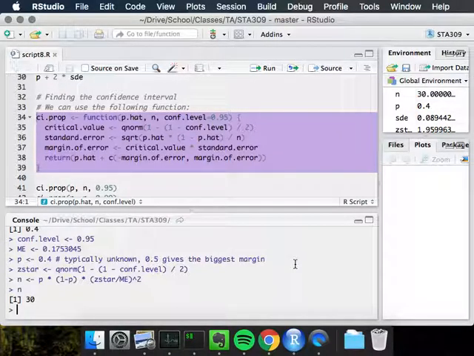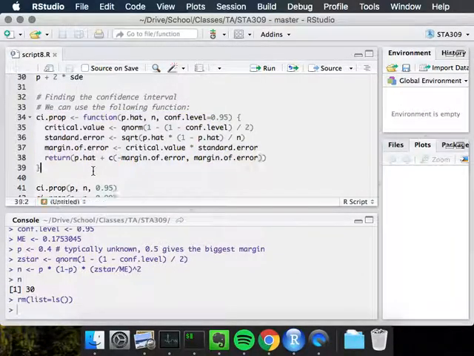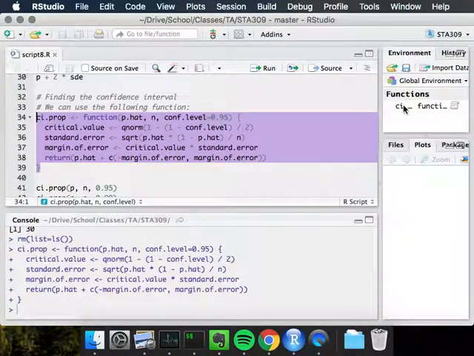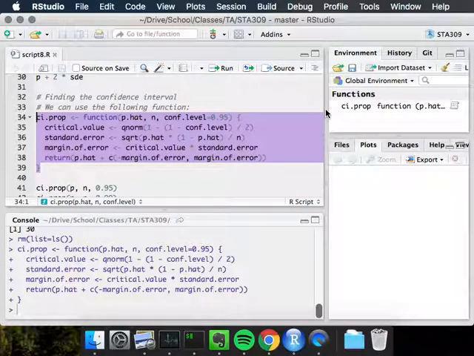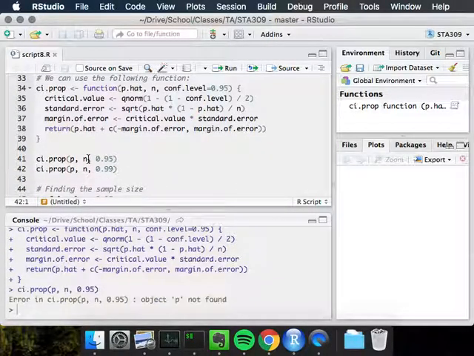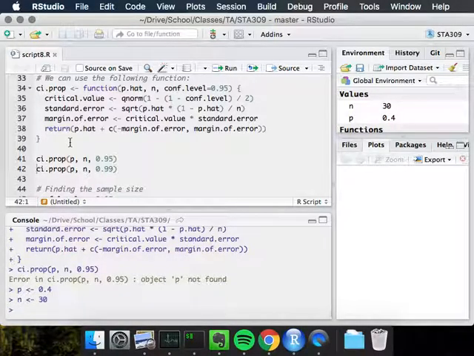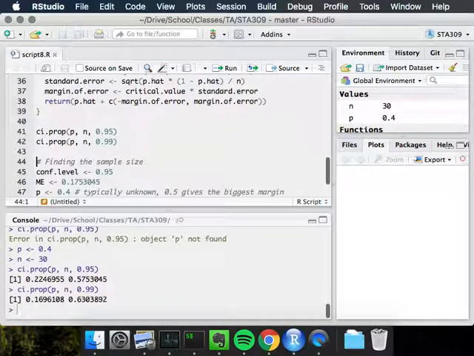So for example, let me just show you. Now it's empty, but I just need to run this once, and then I'll have the function here. If it's here, then I can use it. So it says ci.prop. Then I can just run this line, and it'll work. But since I deleted everything, I don't have a p or an n. So let me put p as 0.4 and n as 30. Now if I run the function, yeah, I get the numbers from before. So that's all. Does that answer your question?